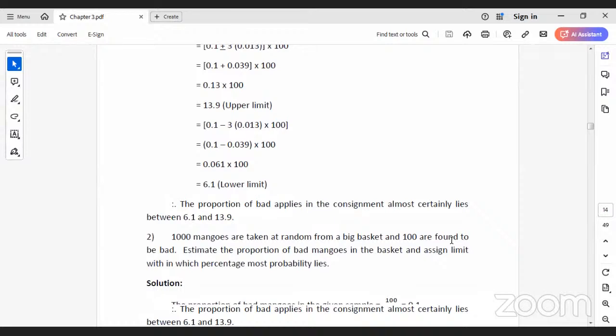So between tray number 6.1 and 13.9, in between these trays, 50 bad apples are there. So the proportion of bad apples in the consignment almost certainly lies between 6.1 and 13.9. Okay, in this way, you have to write the answer.